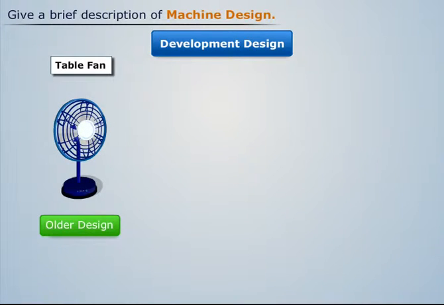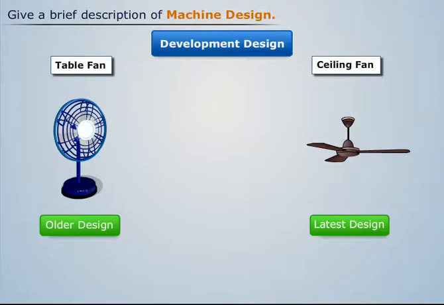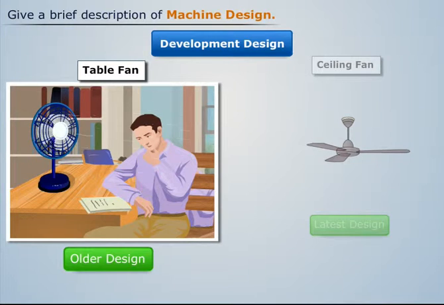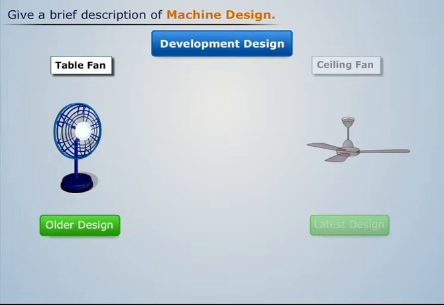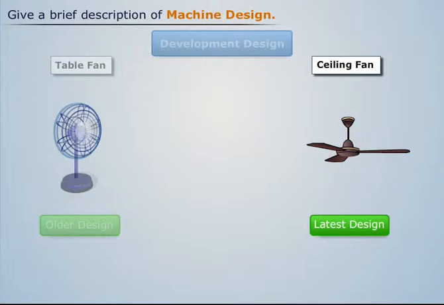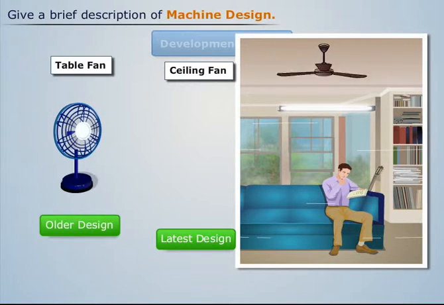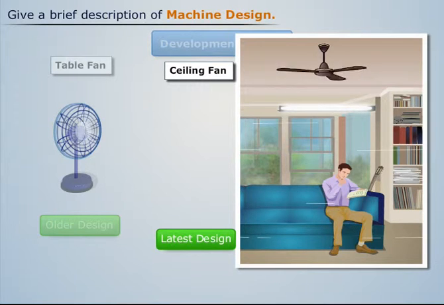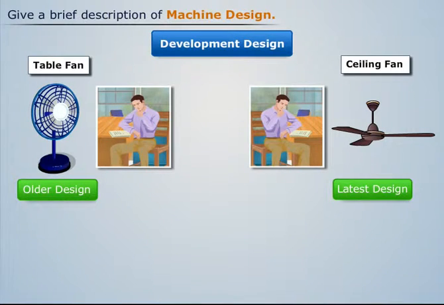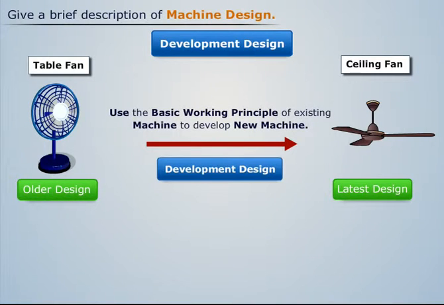Now let us discuss about development design. Consider a table fan and a ceiling fan. No doubt, both these fans serve the same purpose, but to get the air from the table fan, one has to sit near it. On the other hand, a ceiling fan can be placed on the ceiling and one can get air from it being anywhere inside the room. To design a ceiling fan, the designer has used the same basic working principle of the existing table fan, but he has changed the idea. Instead of using it on the table, the fan can be used on the ceiling and it can cover more space. Such type of design is called the development design.